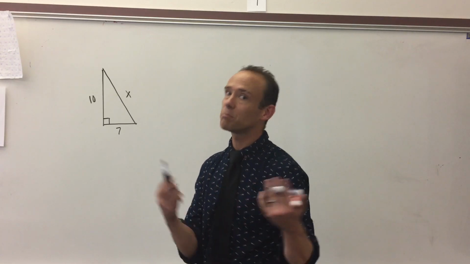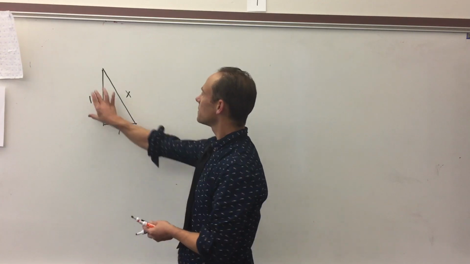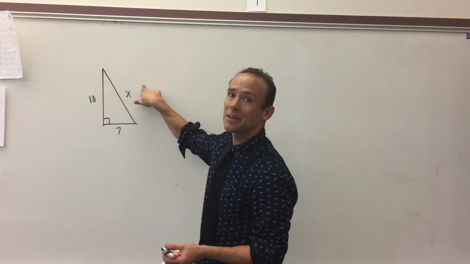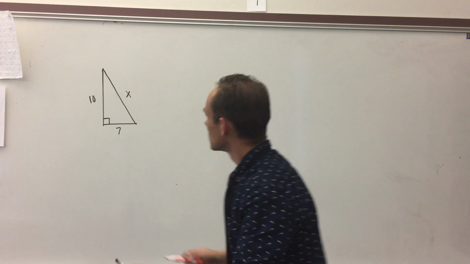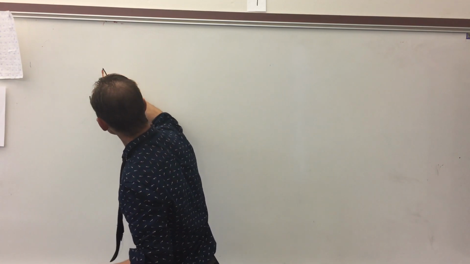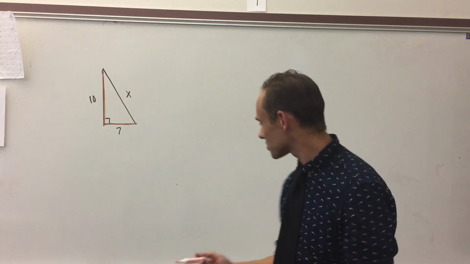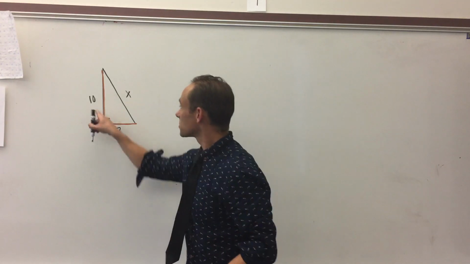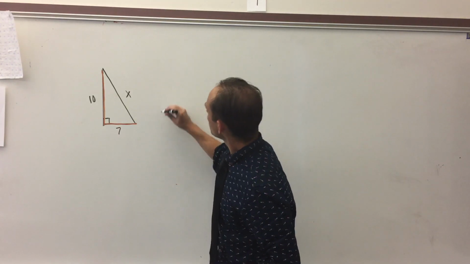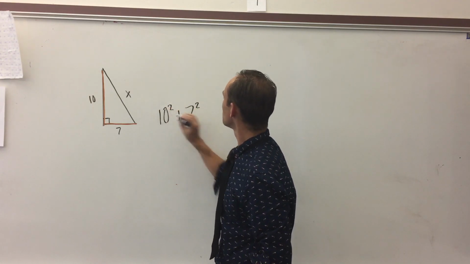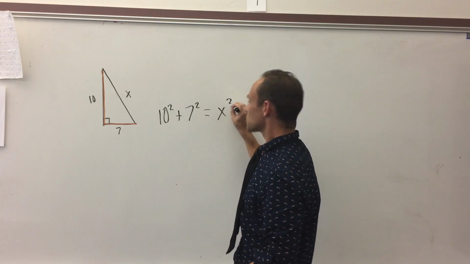So Pythagorean Theorem, beautiful, beautiful theorem that says if you square each leg and add it together, it's the same as the square of the hypotenuse. So let's look at it. The legs always make up the 90-degree angle. That's how you can locate those legs. So what I'm going to do is I'm going to square this one. I'm going to go 10 squared plus 7 squared is equal to x squared.